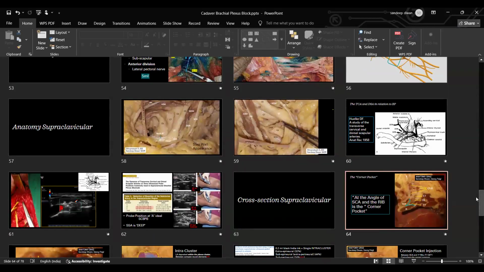Can you please elaborate that point? No, no. See, we are currently studying a cohort of, I think the sample size is around 500 patients, where we are trying to observe the hemidiaphragmatic paresis irrespective of the volume, concentration, performer, and the site of injection.